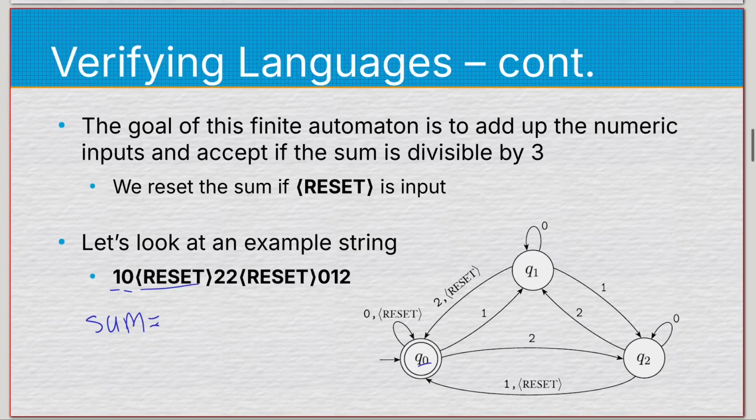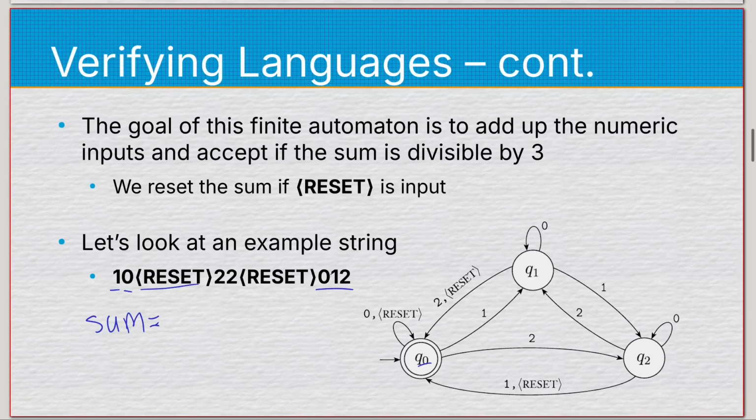2, 2. How does that work? Oh, the sum's 4. 4 divided by 3 would be 1 remainder 1. Essentially, it looks like this is doing modulus. 4 divided by 3 is a 1 remainder. And then we reset because obviously this doesn't accept.